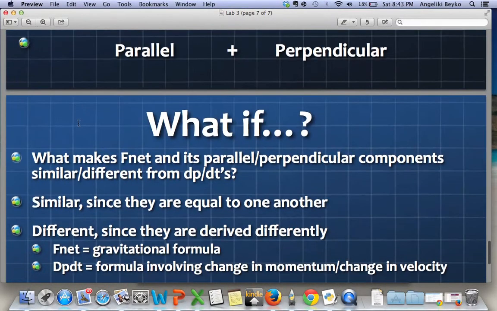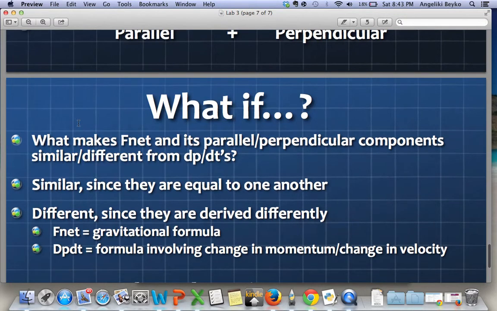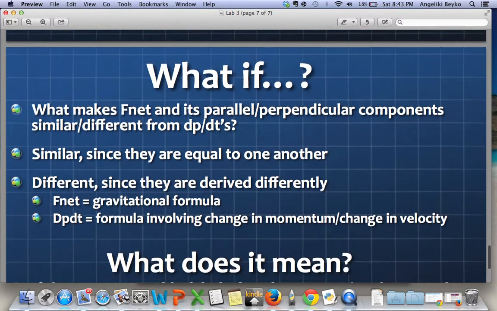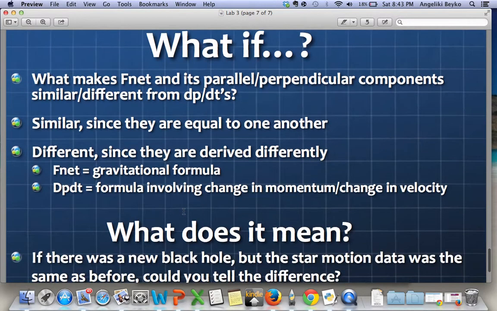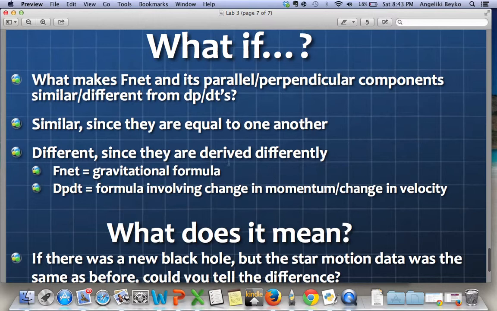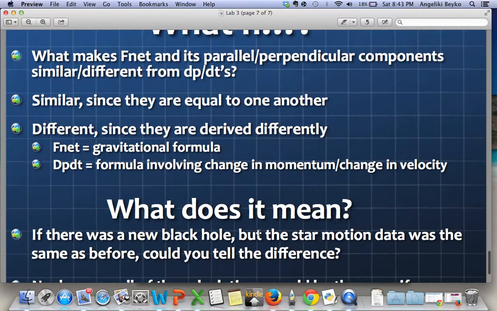Okay, so now we're going to answer the what if and what does it mean questions. What makes F net and its parallel and perpendicular components similar to and different from the dp divided by dt formula? Basically they're equal to one another, so they're the same, and they're different because they're derived differently. F net involves the gravitational formula, and dp over dt involves a change in momentum and change in velocity.